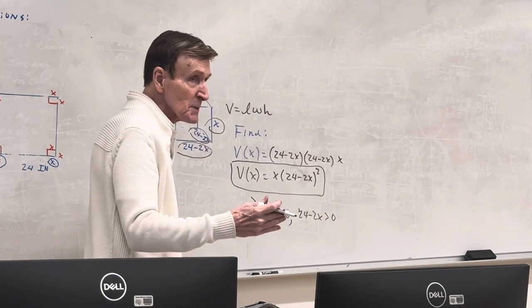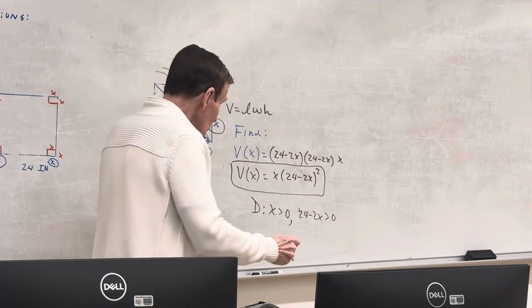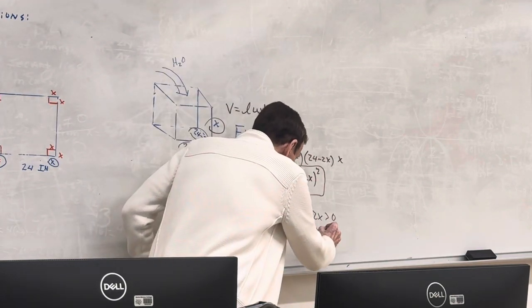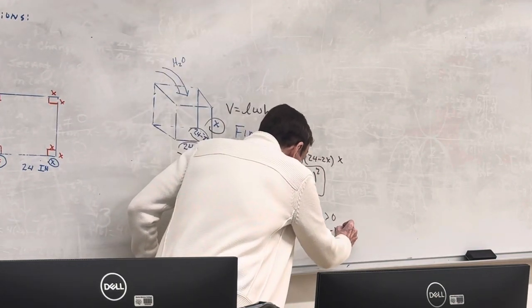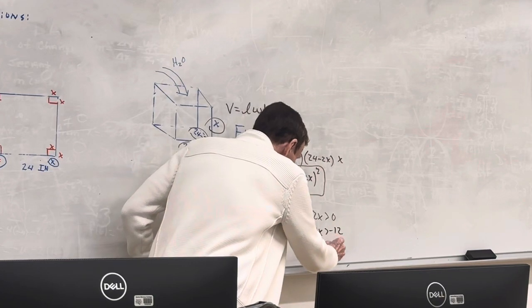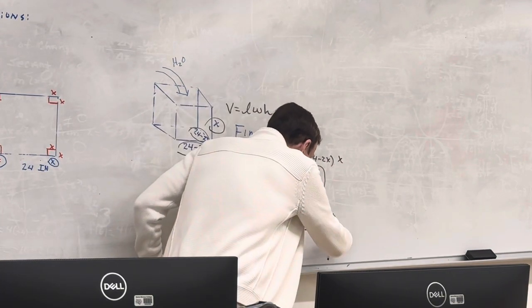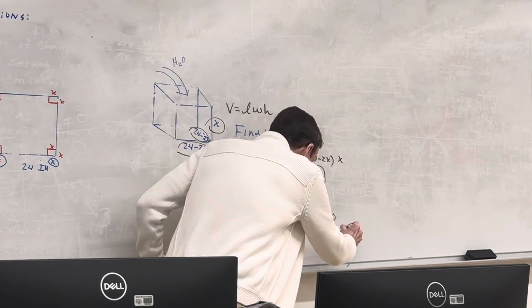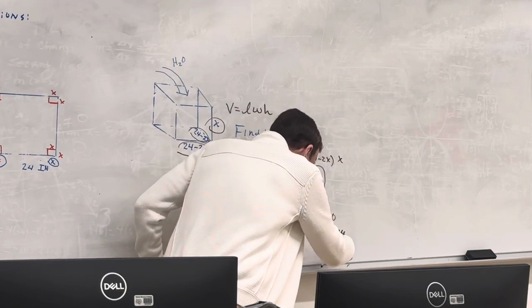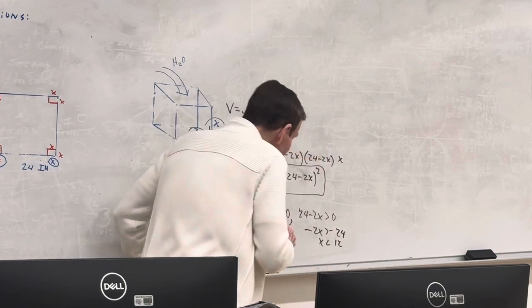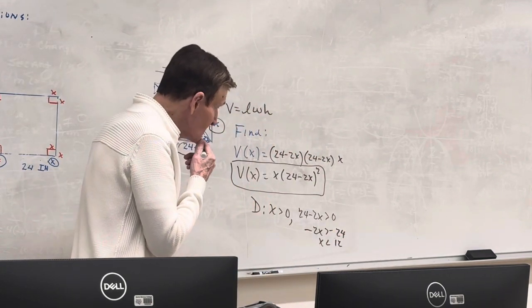24 subtract 2x must be greater than 0. It's a length, it's positive. Let me go ahead and solve this inequality. What a nice problem here. Divide by -2, reverse my symbol. Is that x is less than 12? I think. Is that true, guys? Yes.